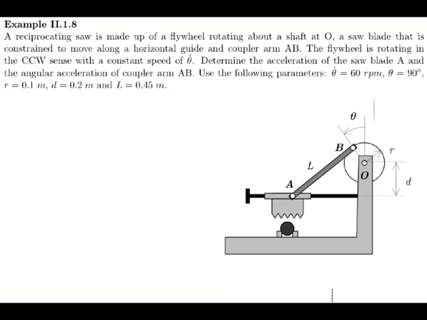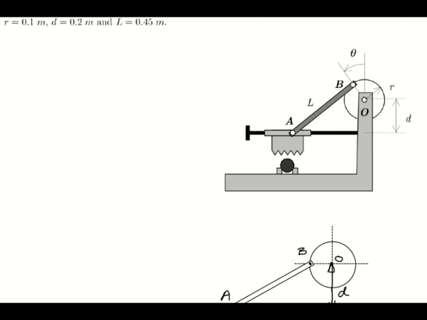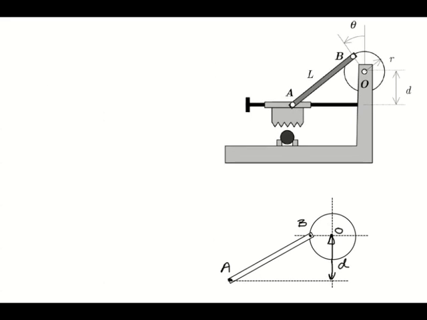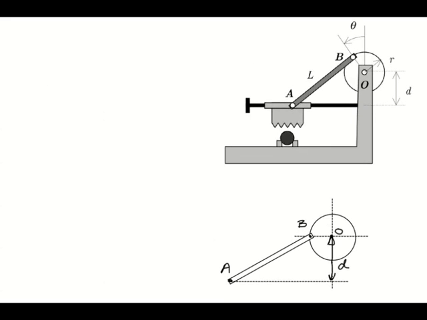What I've done is I've drawn a picture of the system when theta is 90 degrees. That's where we want to find our answers. I've drawn that picture there in the bottom right hand of the screen. I'm going to be using X and Y, a traditional X to the right and Y vertical.